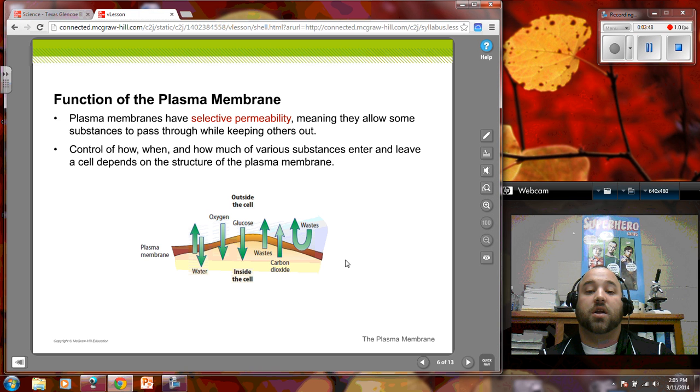Right here are just a couple of examples. Waste gets kicked out, and it keeps it out. It kicks out carbon dioxide. It lets water move freely back and forth. Oxygen comes in and glucose comes in. So let's keep going.